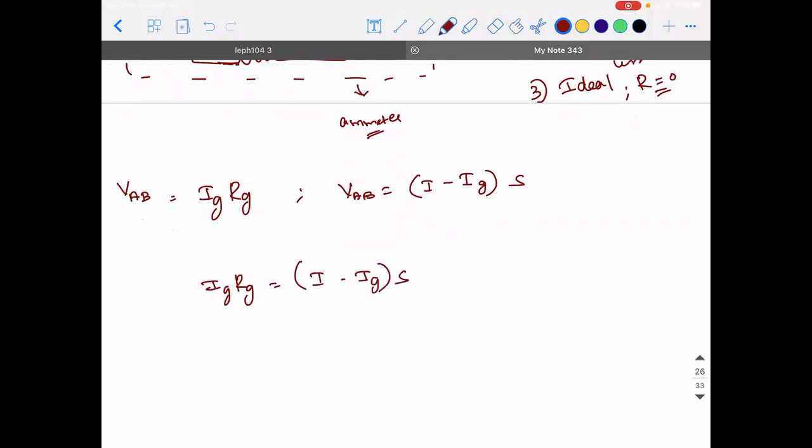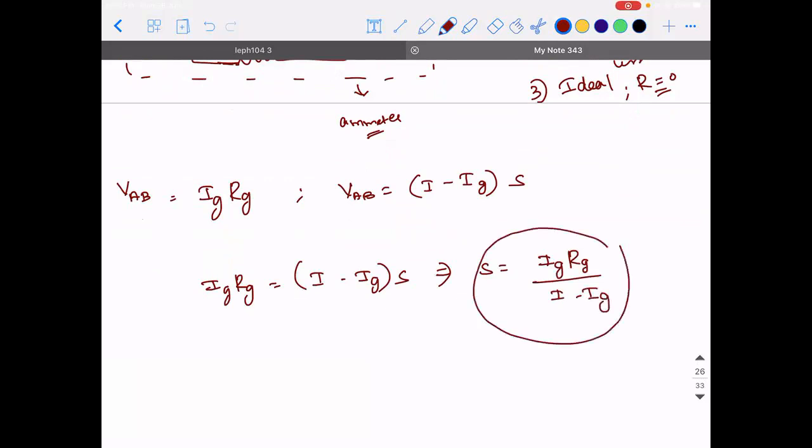Am I right? From this, I can conclude that S is equal to IG into RG divided by (I minus IG). This is the value of shunt resistance that you need to connect across the galvanometer so that it behaves like an ammeter. Is it clear? Please make a note.